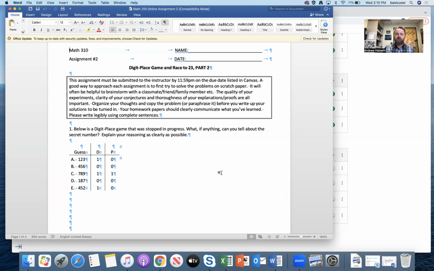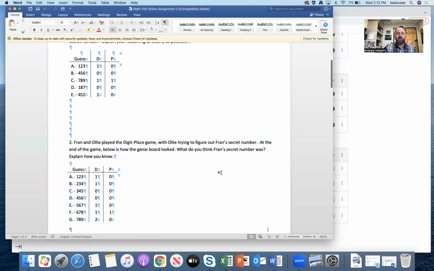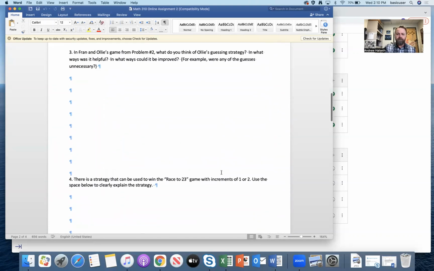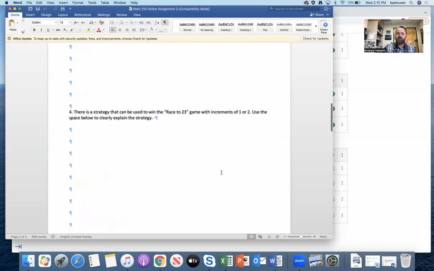And what I'm looking for here is some clear explanations for how you came up with the number, right? So don't just put the number. I want to see it clearly explained how you got there, okay? There's a couple of them for this problem. And then we'll get to that race to 23 again. At this point, do you have any strategies? What's the strategy that can be used to win that race to 23 game?